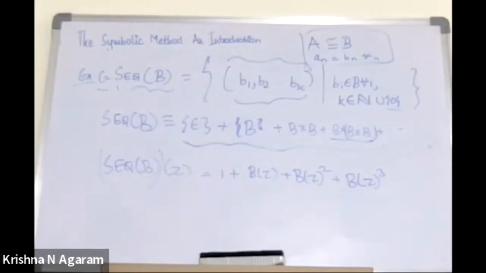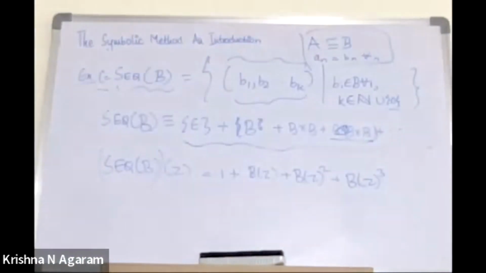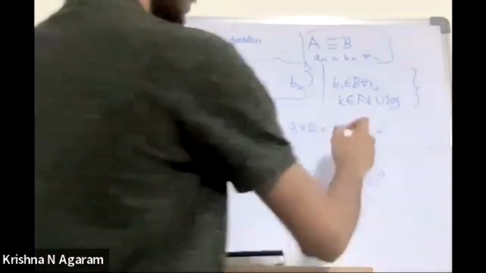By definition, it should be BZ cubed, right? But what was the definition? There's one cross here. Yes, we know that in a cross, the generating functions multiply. So polynomial multiplication is defined, right?